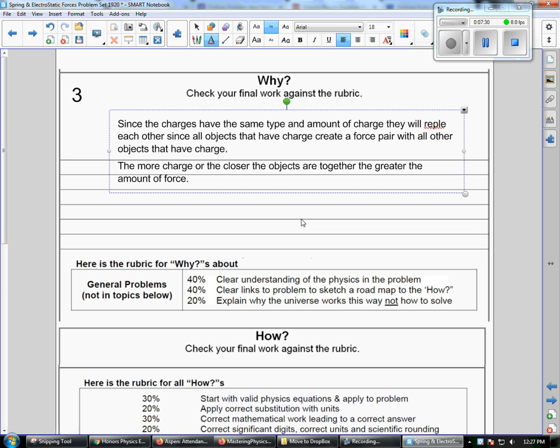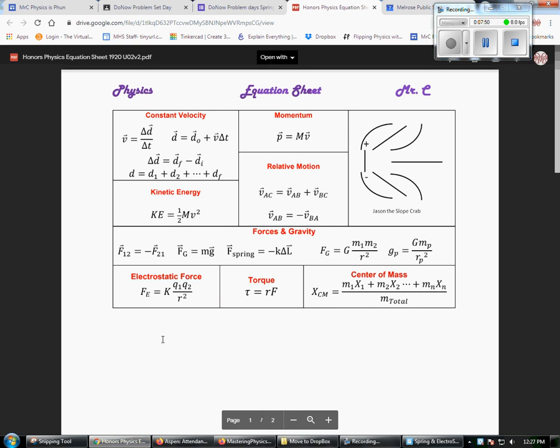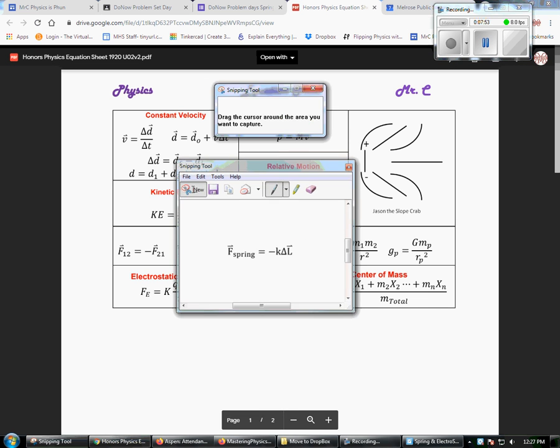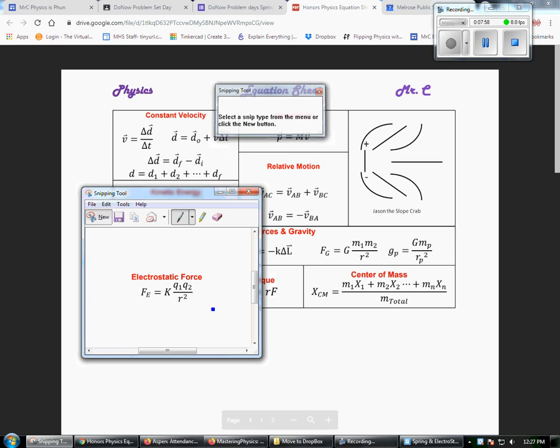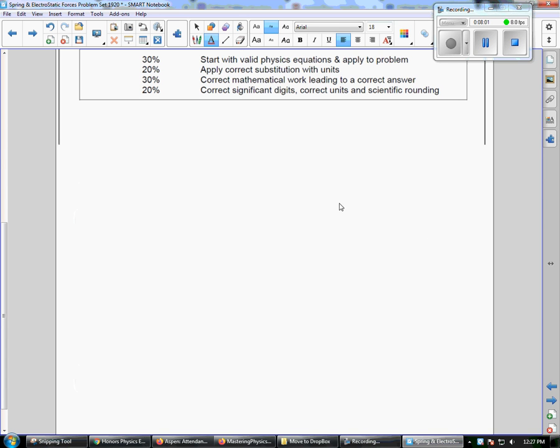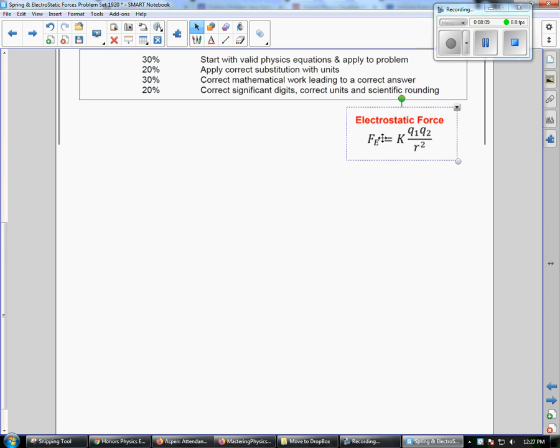I think I hit everything. Understand the physics? Gonna do some how? Good? Alright. Let's grab an equation. Since it's charged objects that are interacting with each other, it's going to be an electrostatic force. We're going to grab our equation for electrostatic forces, which is this one right here.